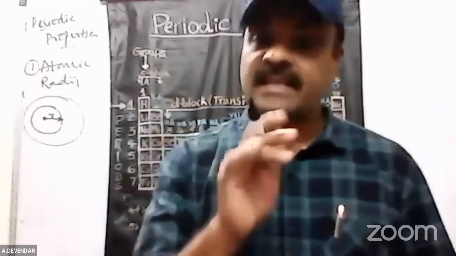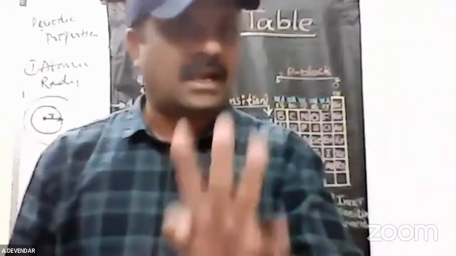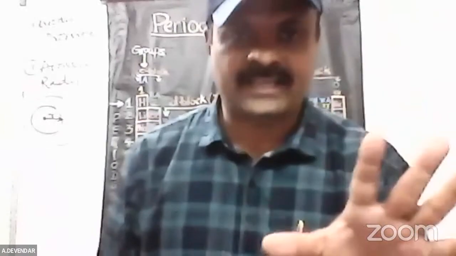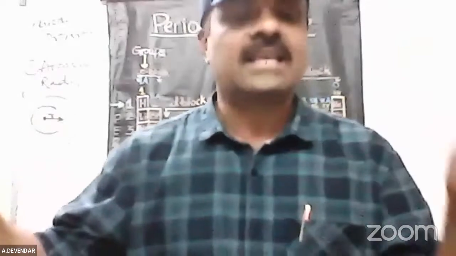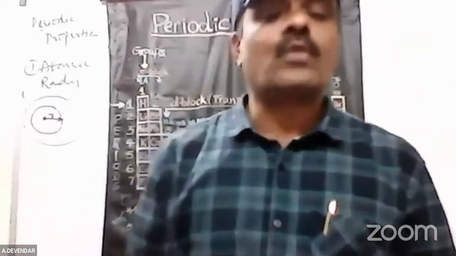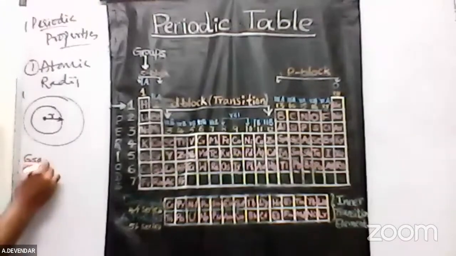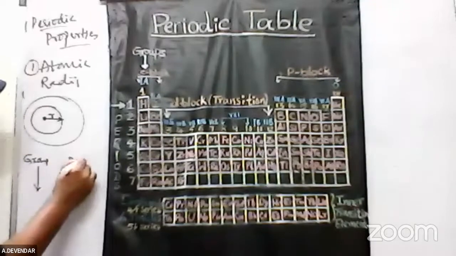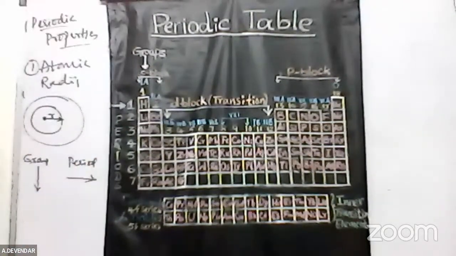What trends are they asking about in the examination? If it's a 10 marks question on properties, they will ask three properties: atomic radii, ionization potential, electron affinity. First, you have to define atomic radii. What do you mean by that? The distance between the nucleus and the last electron is called atomic radii. What is the trend in groups? A group is a vertical column, and a period is a horizontal row. This is a period. So what is the trend in the group?